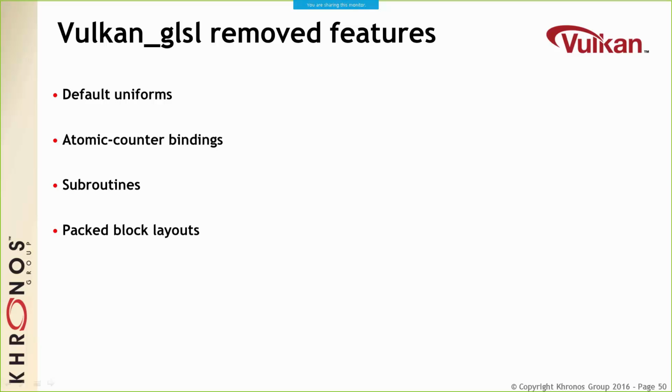The extension removes some features from Vulkan GLSL. So now you can't just have uniforms at the global scope, they have to be within a buffer object. It's removed atomic counter bindings as well. You can't have subroutines and packed block layouts. Now, I'm sure you all know what they are. Like I said, I'm not a graphics expert, but they're the things that Vulkan GLSL has removed.